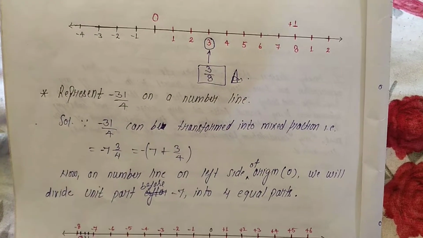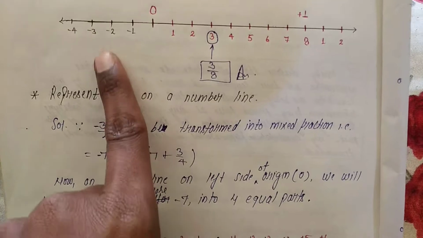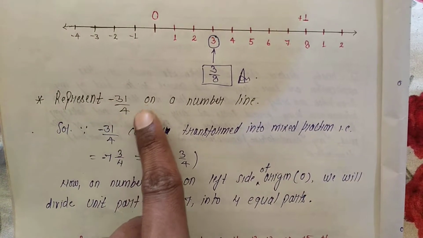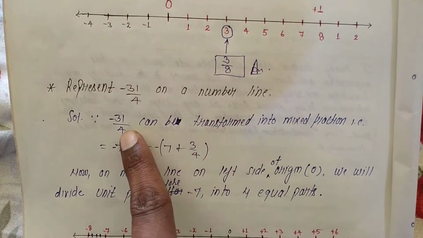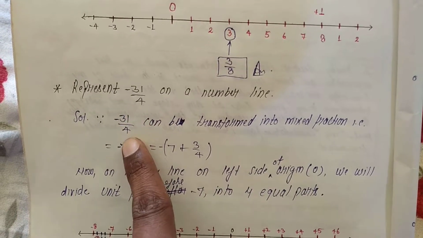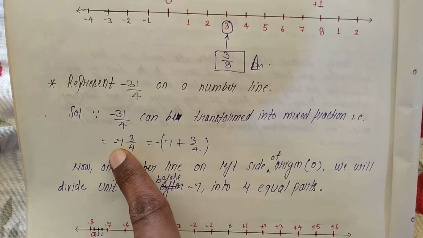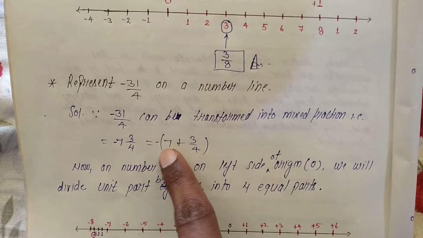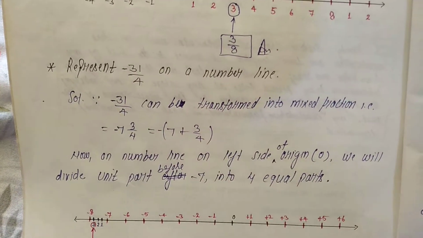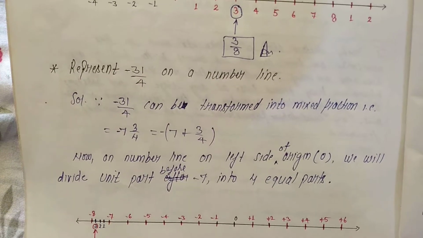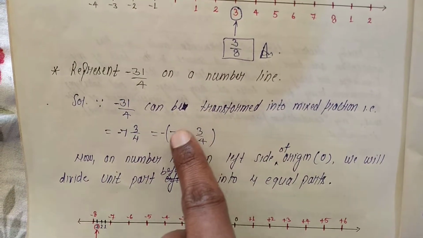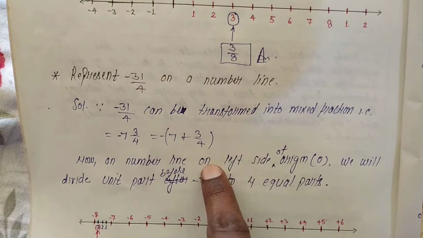See here, represent minus 31 by 4 on a number line. See here, minus 31 upon 4 can be transformed into a mixed fraction, that is minus 7 whole 3 by 4, which can be written like this: put a minus sign before a bracket and then write 7 plus 3 by 4, bracket close.